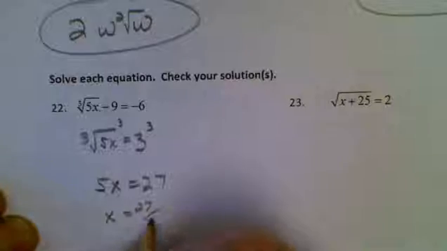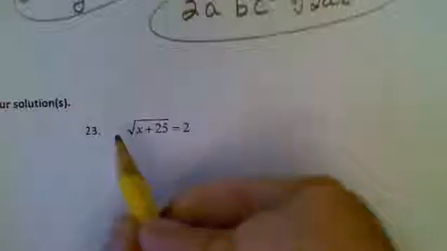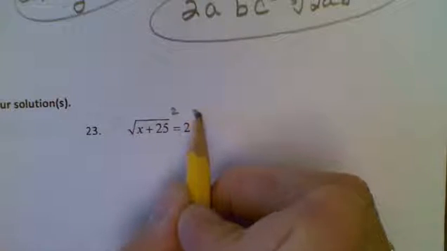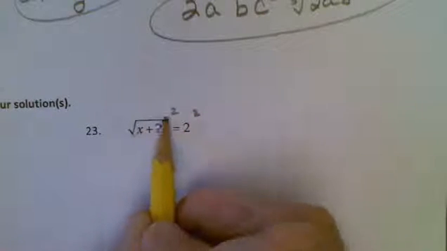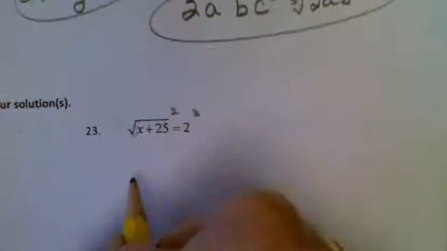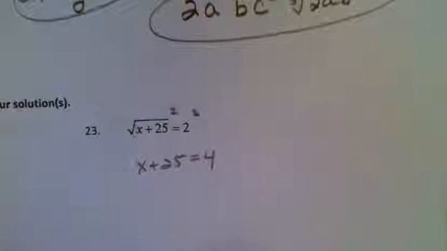Divide by 5. If you got a calculator, you can give me a decimal, or you can just leave it as 27/5. All right? Say with number 23, it's already by itself, so to undo a square root, I need to square both sides. And again, all of this is under the square root, so that square is going to undo that square root. So I'm left with x plus 25 equals 2 squared is 4.